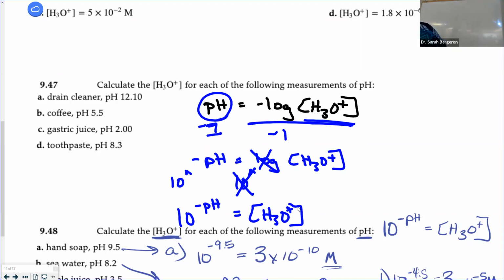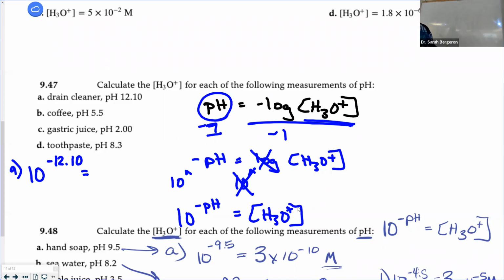Okay, so let's do A. A is 12.10. So I take 10 raised to the negative 12.10. And what do I get? So I'm going to do second log, and I'm going to type in negative, not the minus, but negative 12.08. Oh, I did it wrong. It's not supposed to be 12.08, it's 12.10. Sorry, y'all. So second log, negative 12.10.